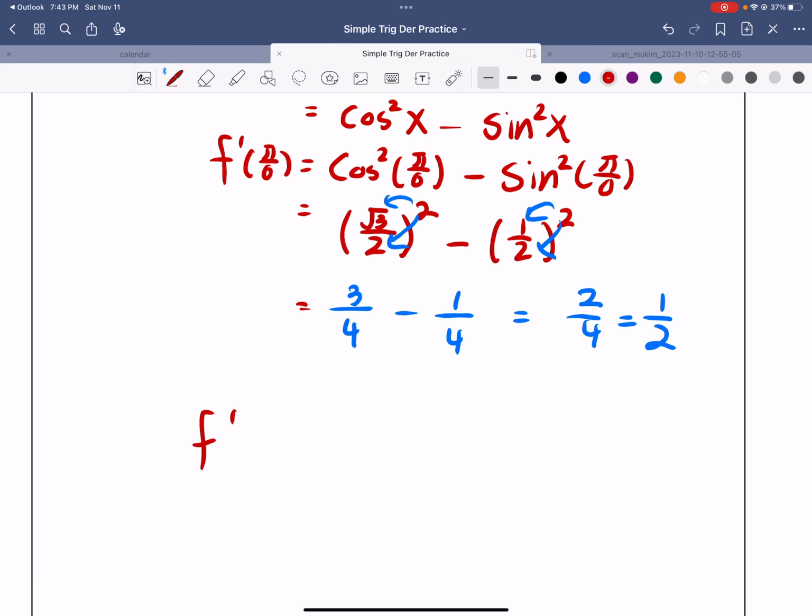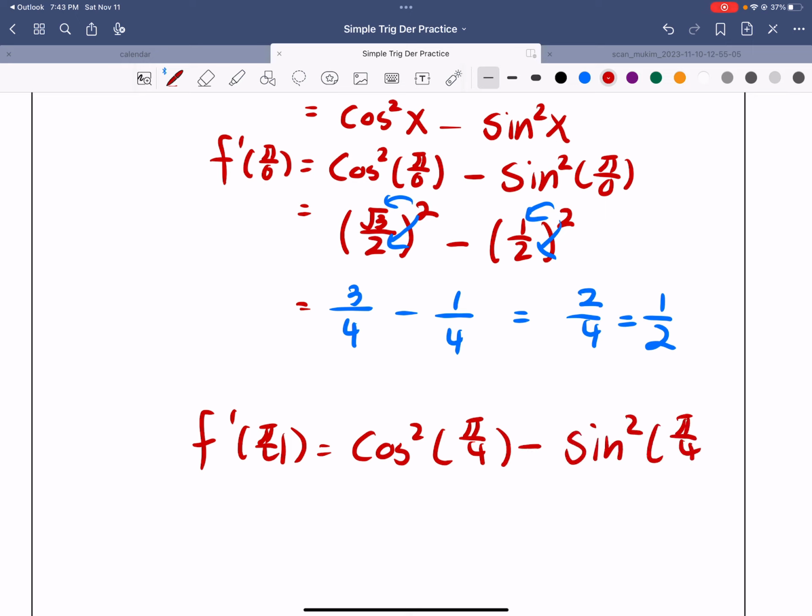Now let's plug in pi over 4, okay? So now I'm going to do cosine squared pi over 4 minus sine squared pi over 4.